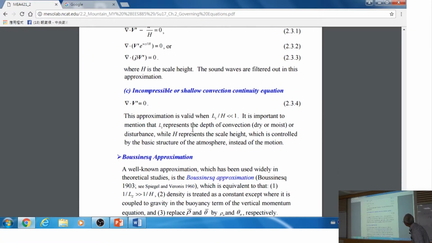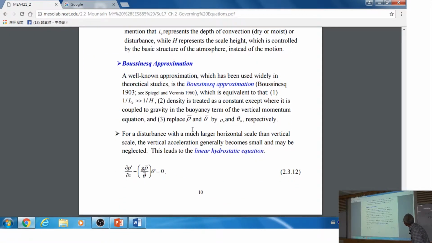Okay, and then Boussinesq. See chapter 2. Okay, yeah.